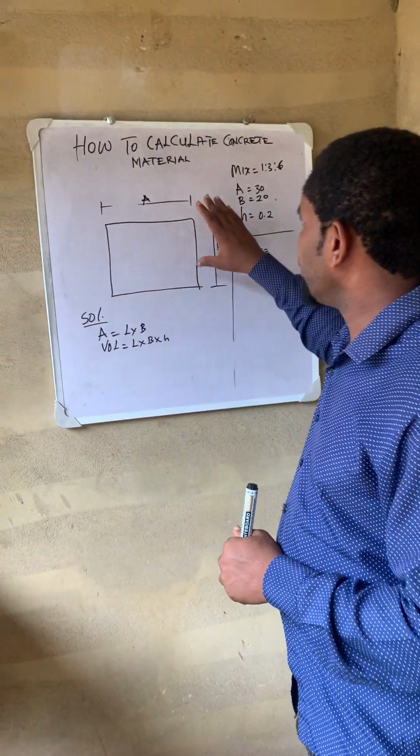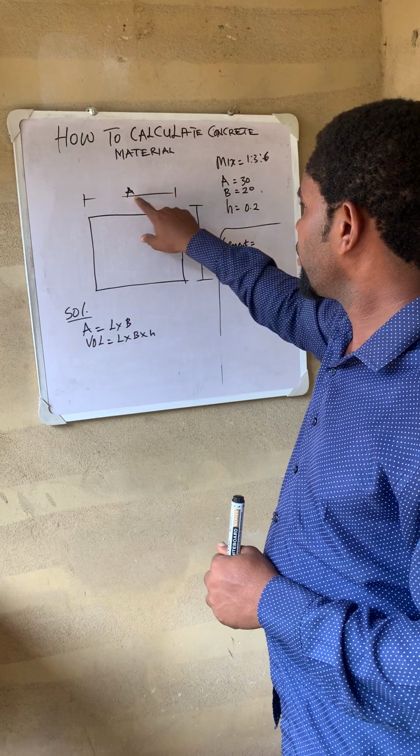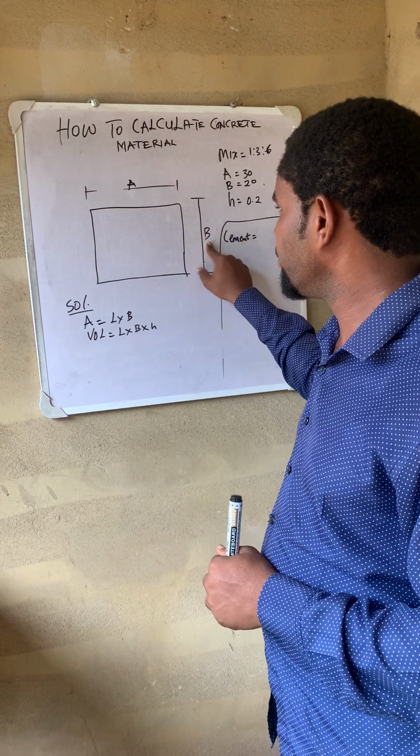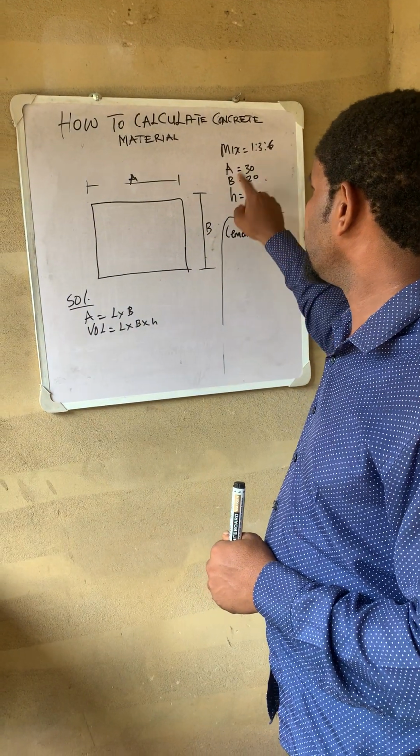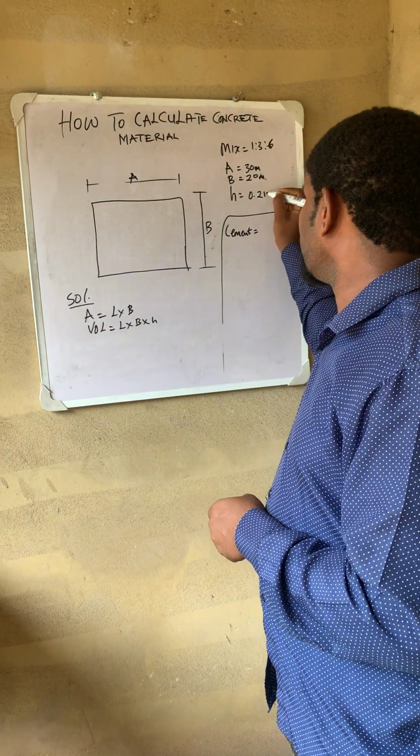Okay, we have a slab. This is a slab of length A and width B. Now A is 30 meters, and B is 20 meters.